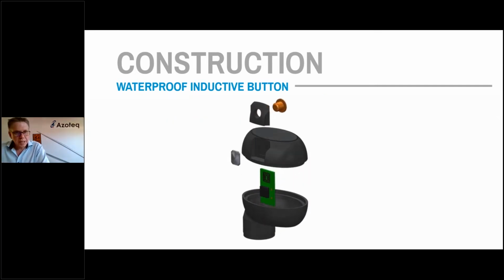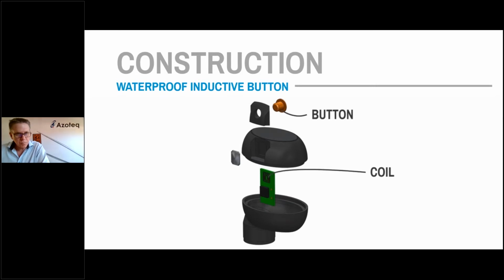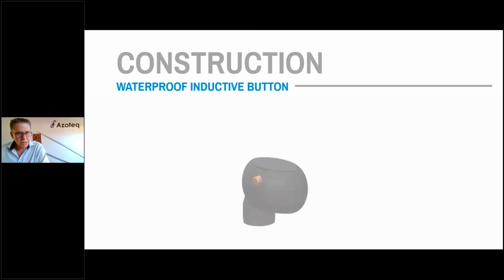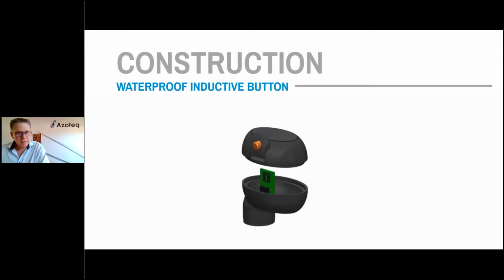This is just a small animation to show how a button like this can be constructed. We made an exploded view so that the parts are more clearly visible. Coil on the inside, moving parts on the outside, and the housing can be either glued or sonically welded together.